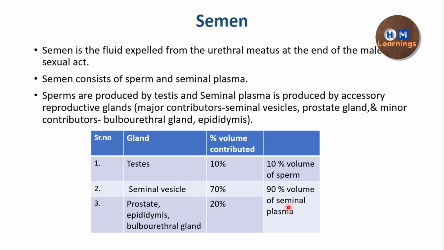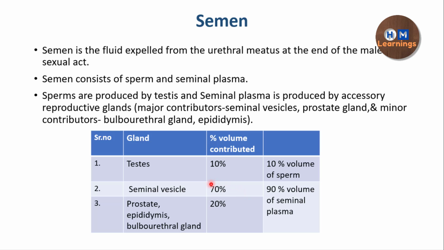So for example, if 2 ml is the ejaculate volume or the semen from the male you have collected, then 10% of that volume is only sperm, that is around 0.2 ml, and the rest 1.8 ml is actually the seminal plasma. In that also 70% is by the seminal vesicle, and the rest 20% is by the prostate, epididymis and bulbourethral gland. In this 20% also the major contribution is by the prostate.